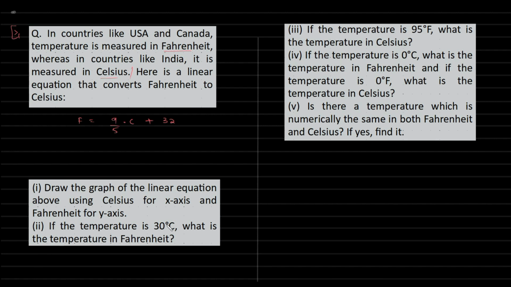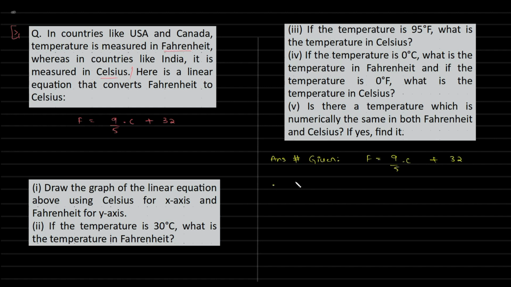If the temperature is 30 degrees Celsius, what is the temperature in Fahrenheit? If the temperature is 95, what is the temperature in Celsius? If the temperature is 0, okay, the best thing is to write it down. What they are asking is that we need to represent this particular equation in the form of a graph. So we have F, which is 9 by 5 into C plus 32.